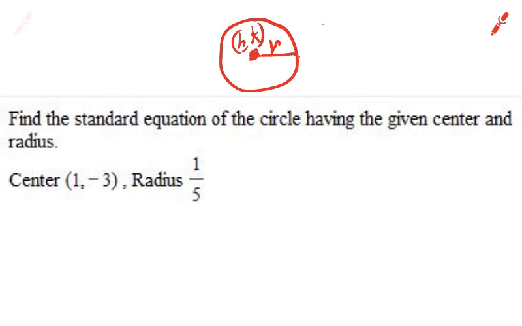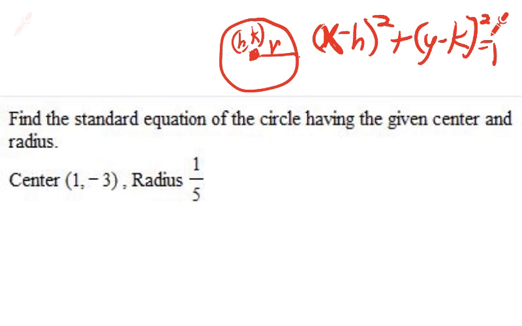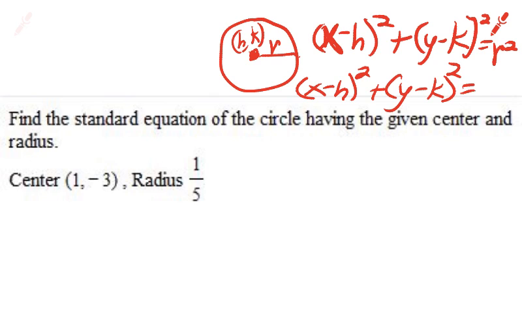Okay, well, the formula for any circle is (x minus h) squared plus (y minus k) squared equals r squared. Ran out of room there. Let's try it again. (x minus h) squared plus (y minus k) squared equals r squared. So to be able to write a circle in its formula form, all you need to know is the center and the radius.